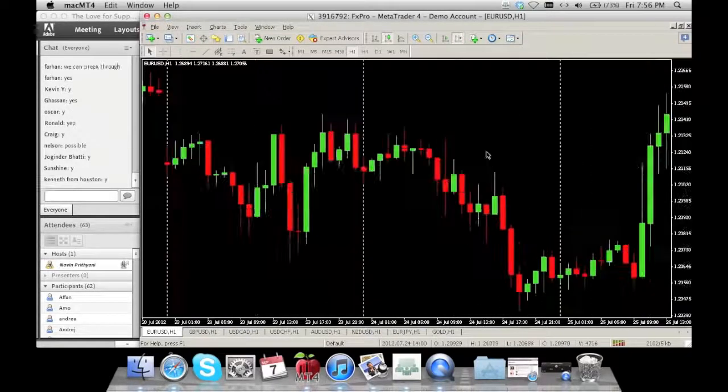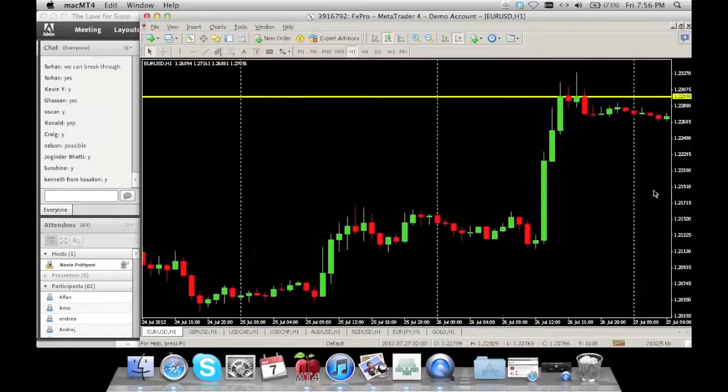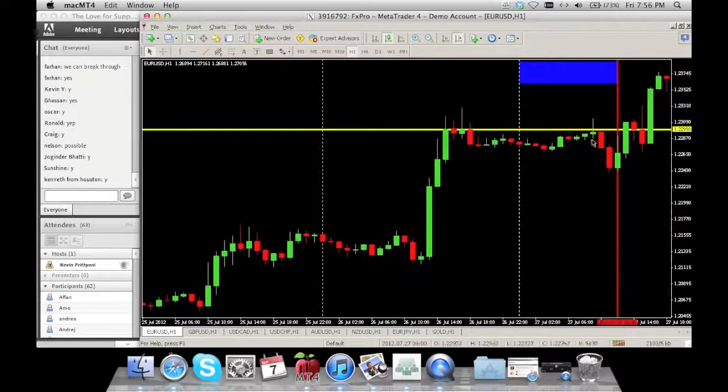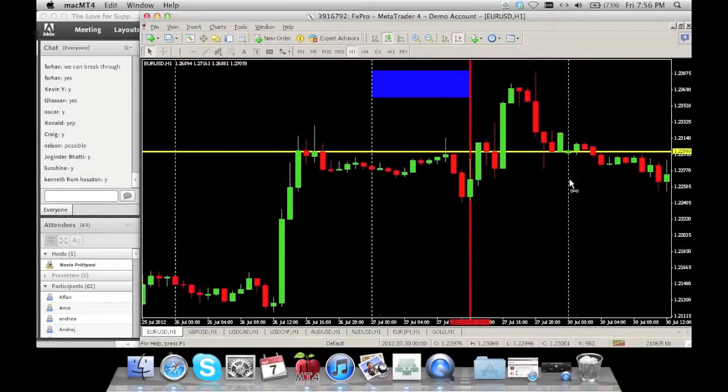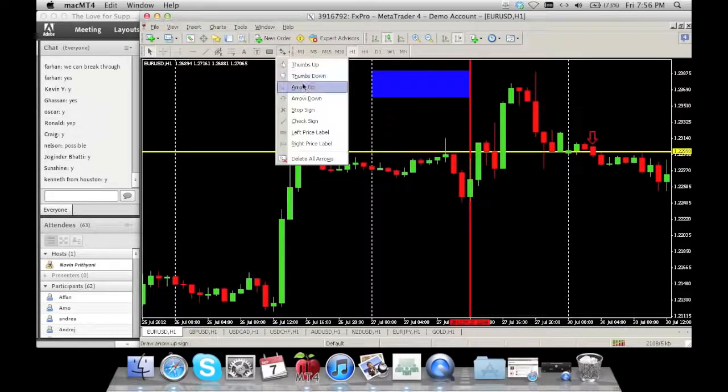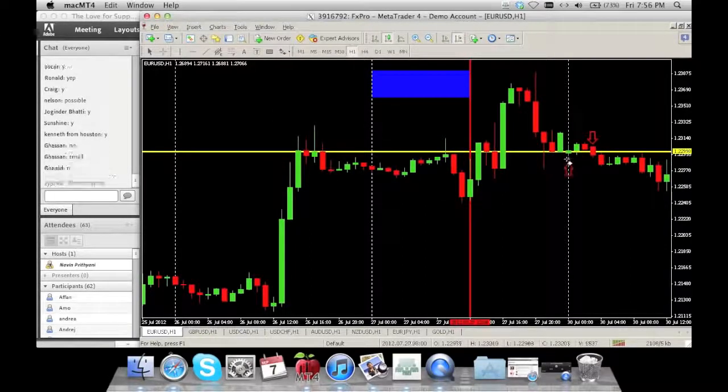Okay, so now we go back to our regular day. Where were we? Okay, we were on this day. We continue. Big candle crosses through, it uses it as support. Big candle crosses down, uses it as resistance. Big candle crosses up, uses it as support, and then take a look at this. Is that a big candle? Is that a big candle?